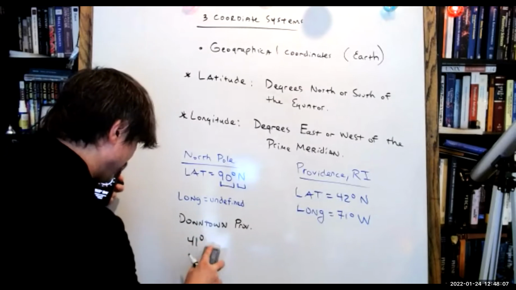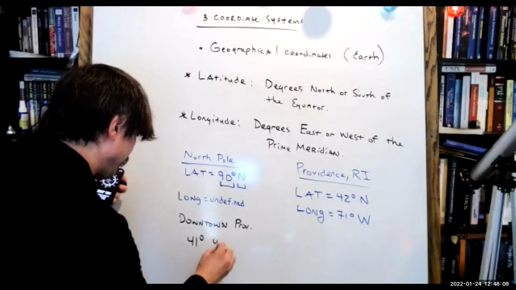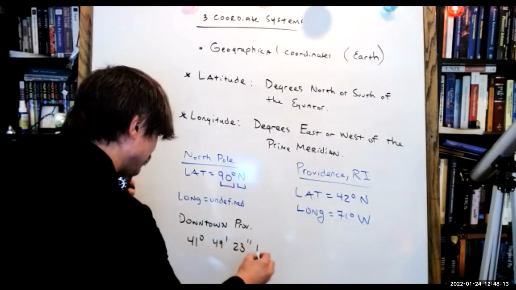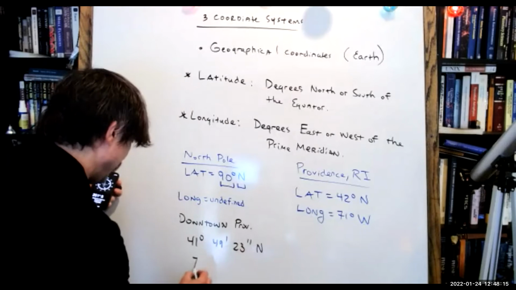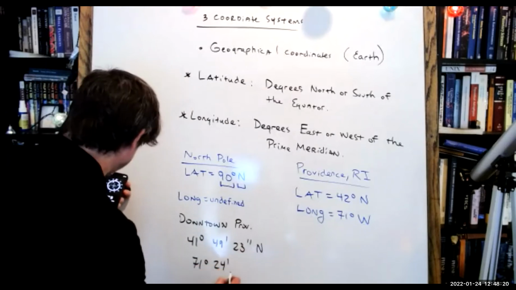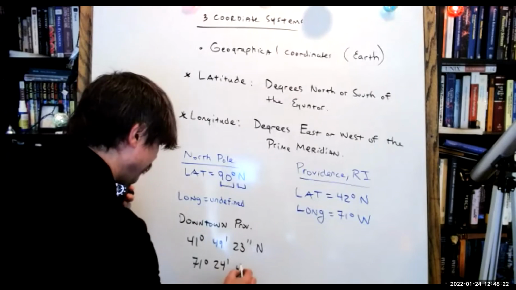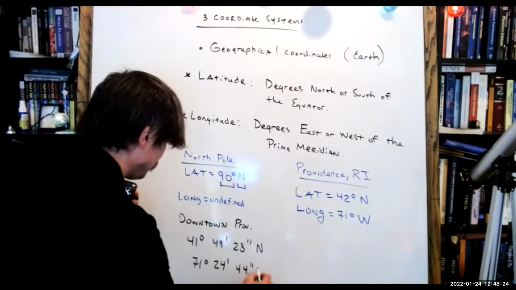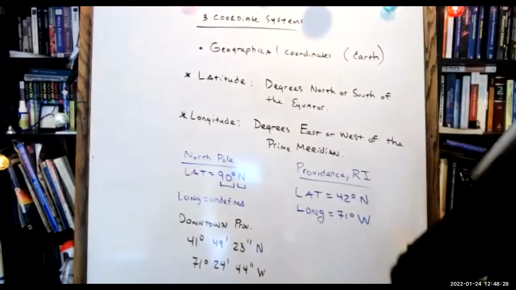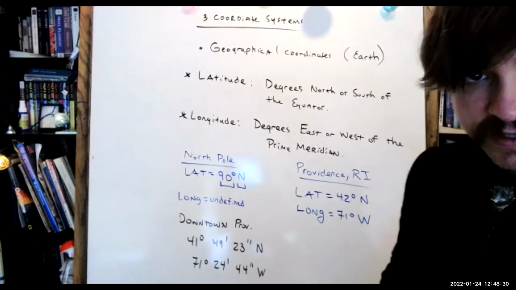Actually, let me do it the proper way. 41 degrees, 49 arc minutes, and 23 arc seconds north. And then I'm 71 degrees west, 24 minutes of arc. This is a high precision measurement, 44 arc seconds west. I wonder if you are different than me by a few arc minutes or arc seconds.